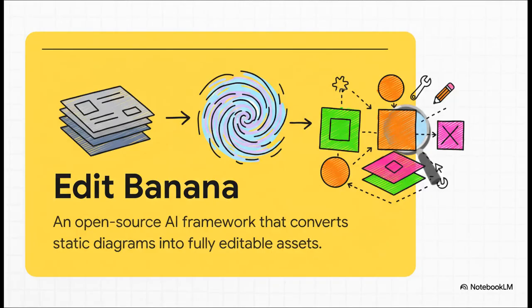All right, so what is this thing at its core? Edit Banana is an open source AI framework. It's designed to take those static, locked down diagrams, the ones from JPEGs or PDFs, and it breathes life back into them, turning them into assets you can actually work with.